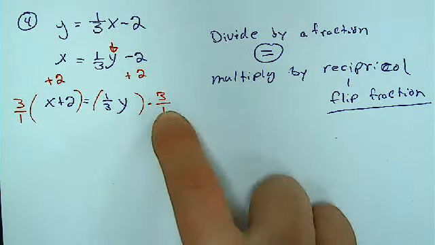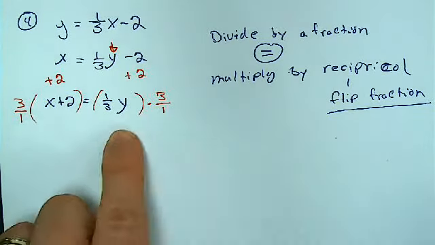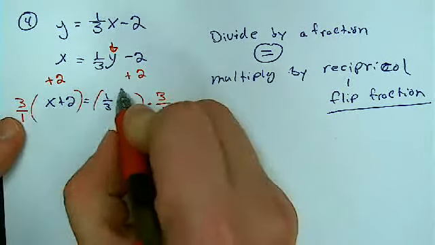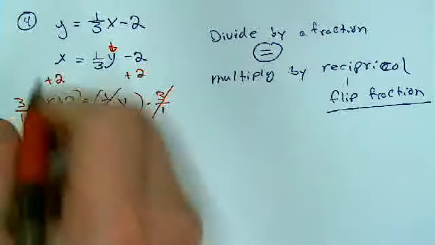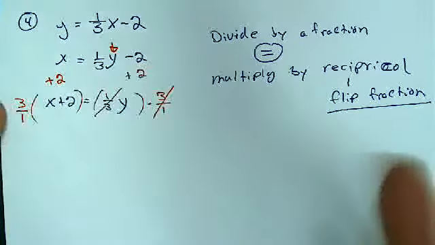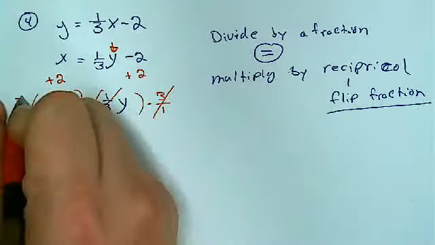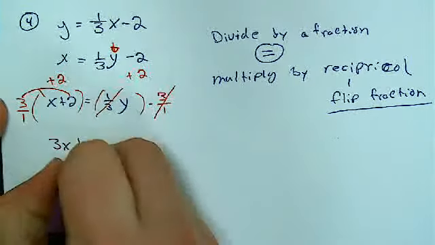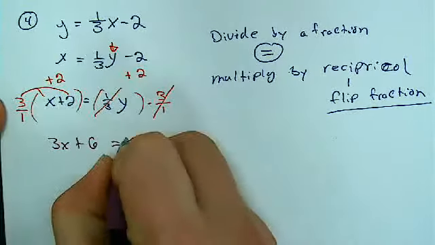And then once you've done that, the fraction's not so bad. On this side, multiplying 1/3 by 3/1 cancels those out. Now over here, 3/1 is just 3. So all I gotta do is just swoop, swoop. Then I get 3x plus 6 equals y.